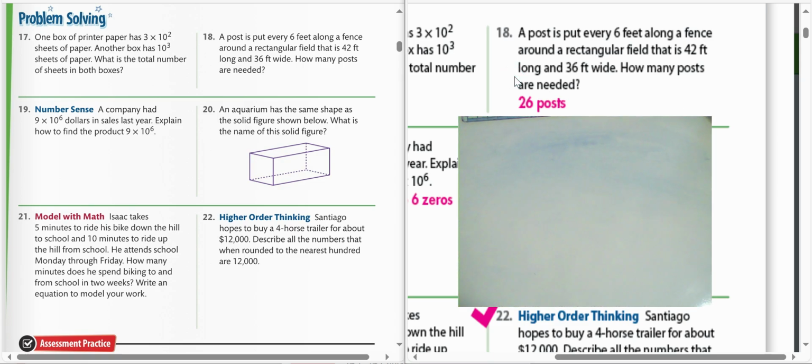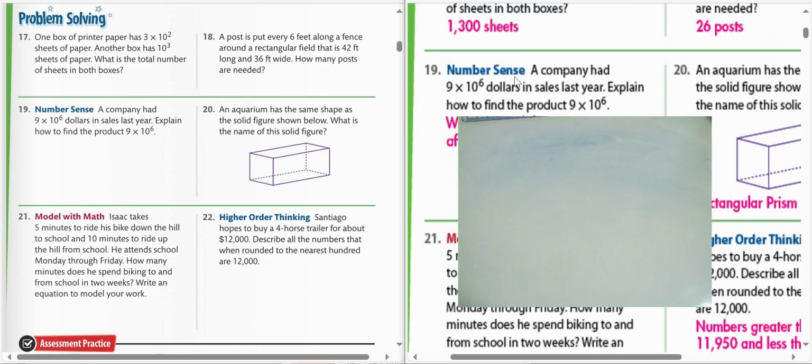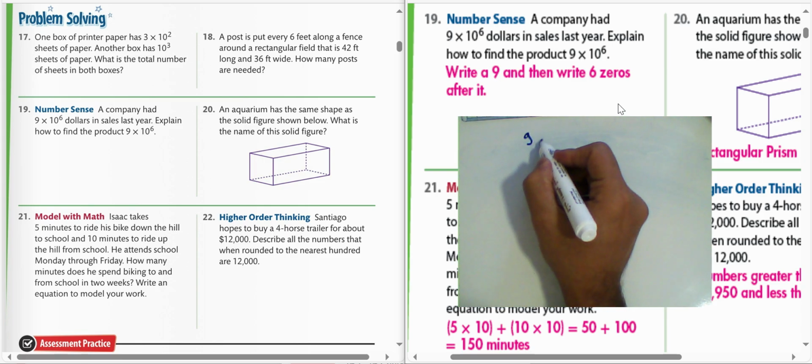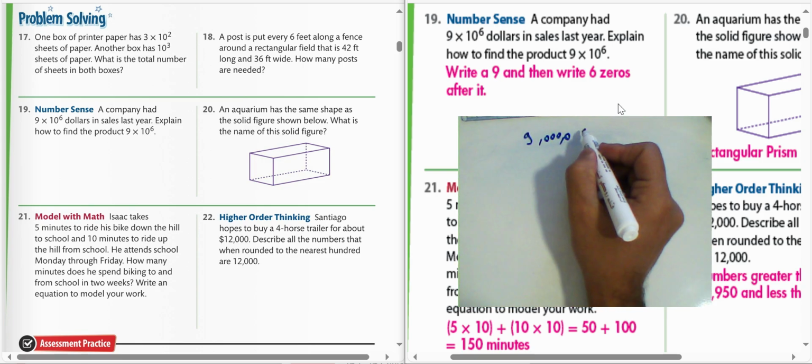Question number 19. A company had 9 times 10 to the power 6 dollars in sales last year. Explain how to find the product 9 times 10 to the power 6. We can write 9 multiplied by the number here, which will be million. It will be 9 million. We must put 6 zeros behind the 9. Write 9 and then write 6 zeros after it. Then the answer will be 9 million. We call it 9 million.